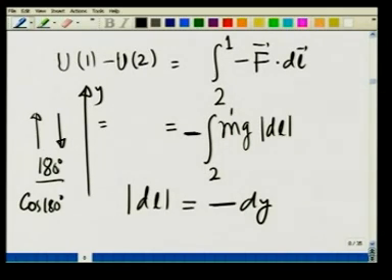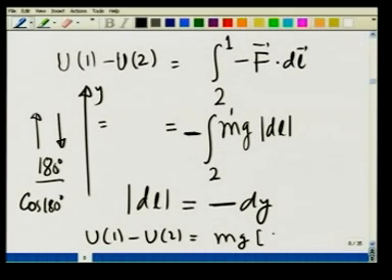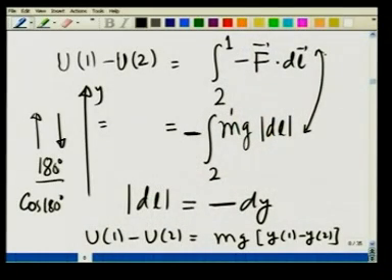Now if you put in everything correctly, you get u1 minus u2 equal to mg(y1 minus y2), which is the negative of u2 minus u1. Correct answer. So you see, you have to be careful in doing this. Always make sure that you are not double counting.